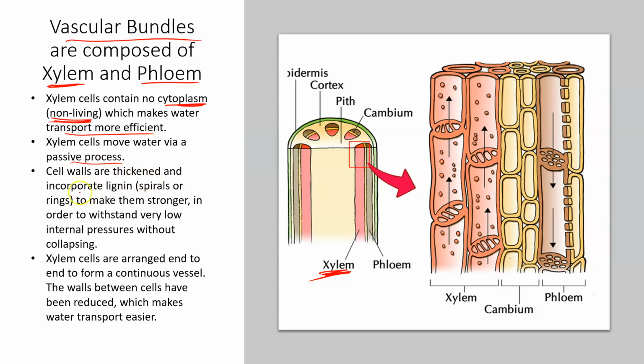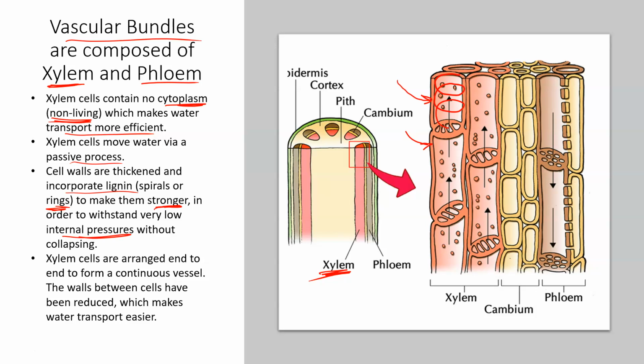Cell walls are thickened and incorporate lignin, which forms spirals or rings, and is a protein that helps fortify those cell walls to make them stronger, in order to withstand very low internal pressures without collapsing. There is a lower pressure on the inside of these vessels than there is in the atmosphere around them. And so because there is lower pressure, the pressure on the outside wants to force in and collapse those cell walls. So we have to fortify them with these spiral proteins, or these rings of protein that go around the outside walls, which fortifies them. That protein is called lignin.